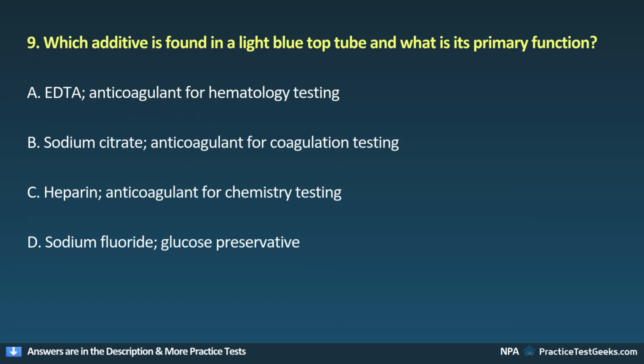9. Which additive is found in a light blue top tube and what is its primary function? A. EDTA anticoagulant for hematology testing. B. Sodium citrate anticoagulant for coagulation testing. C. Heparin anticoagulant for chemistry testing. D. Sodium fluoride glucose preservative.